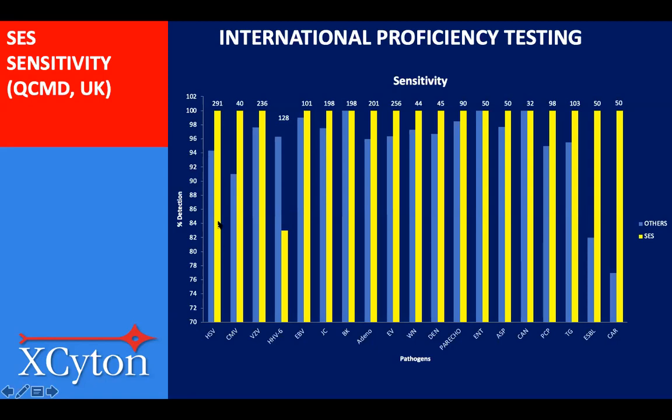You can see here in the HSV1, our yellow bar is 100%. We got 100% correct results in this, and totally 291 labs participated in it. The average of the rest 290 is this blue. So in other words, we performed fairly well in this assay. Same thing vis-a-vis CMV, VZV. But look at HHV6, it gave only 82% positivity in our case. This is the only place where we have not got 100%. All other parameters, whether Epstein-Barr virus, JC virus, BK virus, adenovirus, enterovirus, West Nile, dengue, parechoviruses, Enterobacteriaceae, Toxoplasma gondii, Aspergillus, Candida, all of them have given 100%.